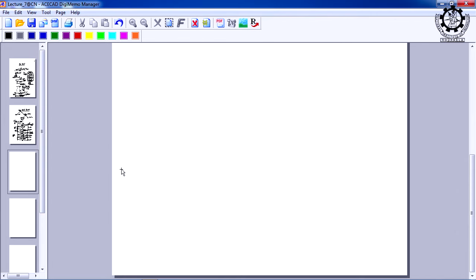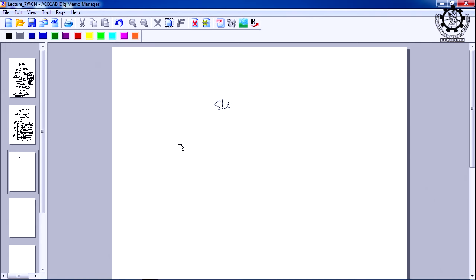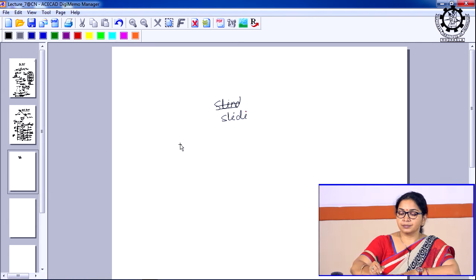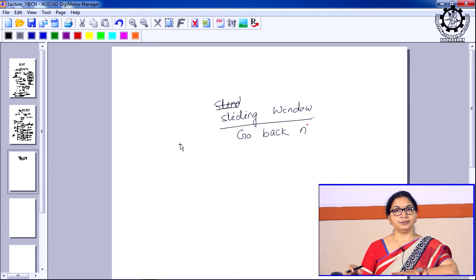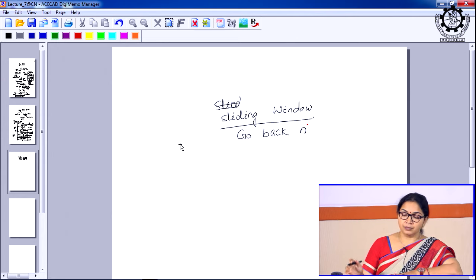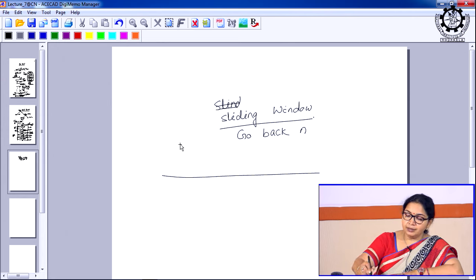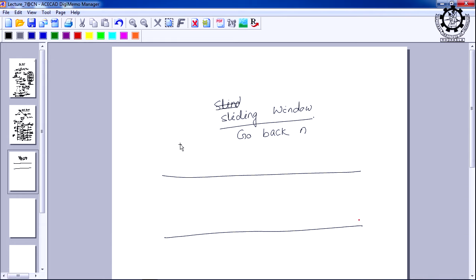Coming to the next kind of error control protocol, the sliding window protocol. On the sliding window, we will first see the go back N protocol, a very simple kind of protocol. Let us say you have a sender who has a set of frames and you have a receiver who is receiving the frames, sender and receiver.